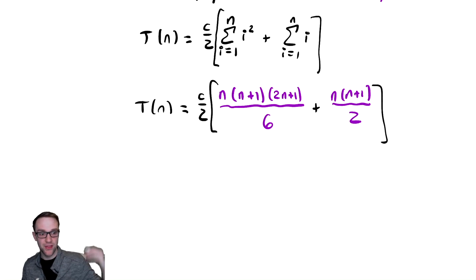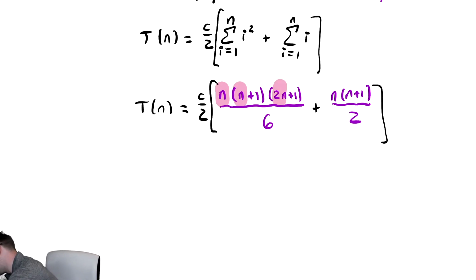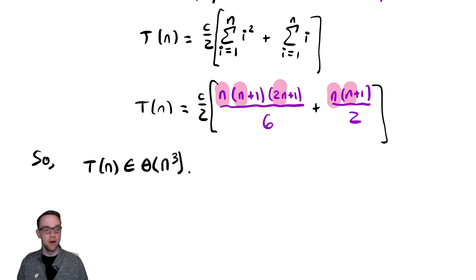Therefore, we can just identify the complexity of this expression. The first term here is going to be n times n times n, which is n cubed, and the second one is going to be n times n, which is n squared. So, T of n, the running time, is in theta of n cubed.